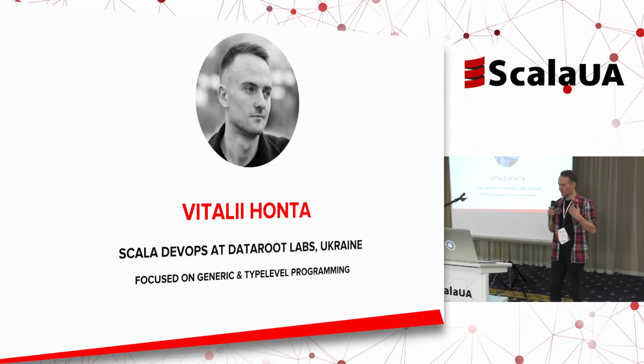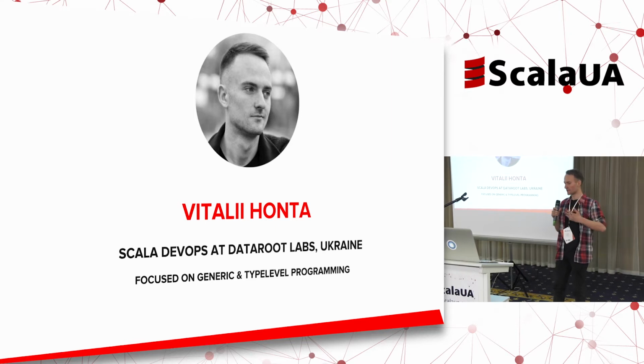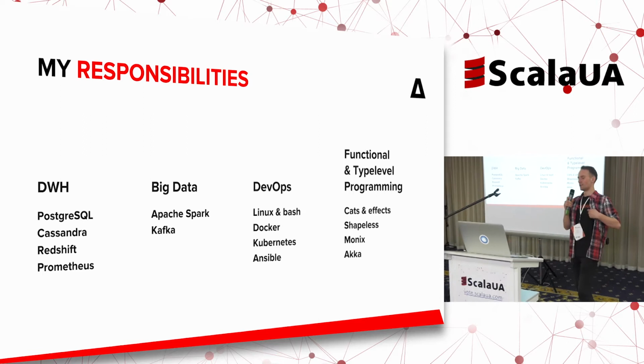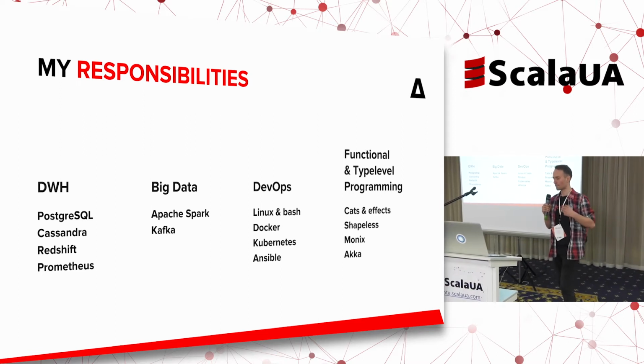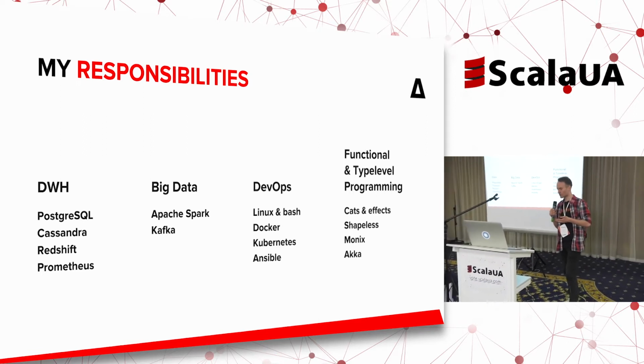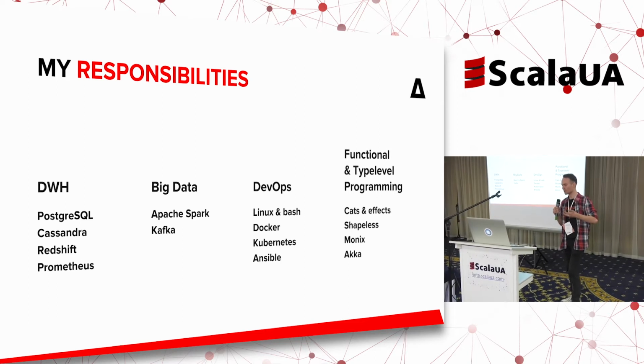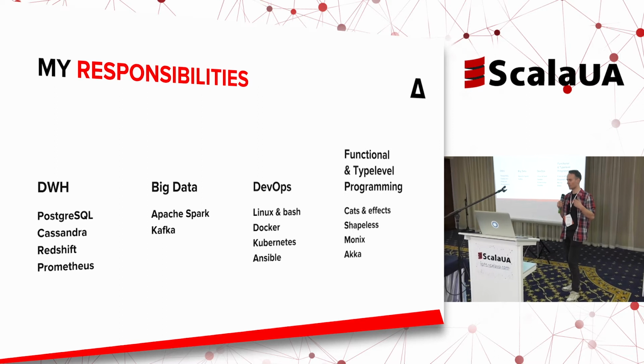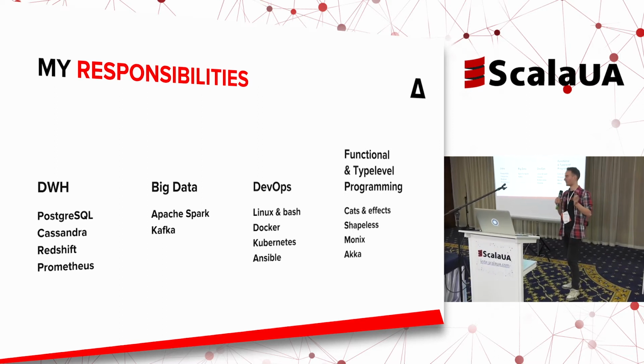My name is Vitalii. I'm working as a Scala DevOps at Dateroot Labs. I'm responsible for developing applications in a functional manner using cats and cats effects, shapeless, Akka, big data stack, Apache Spark, Kafka, and some DevOps tools like Linux, Bash, Kubernetes, and Ansible.